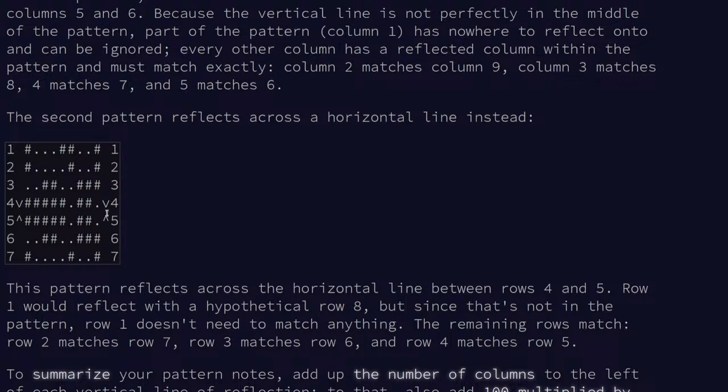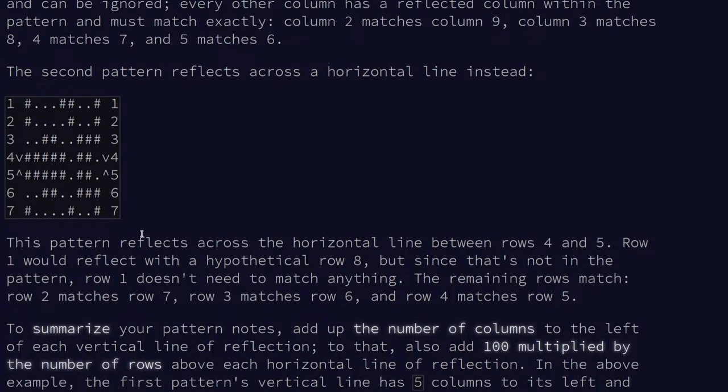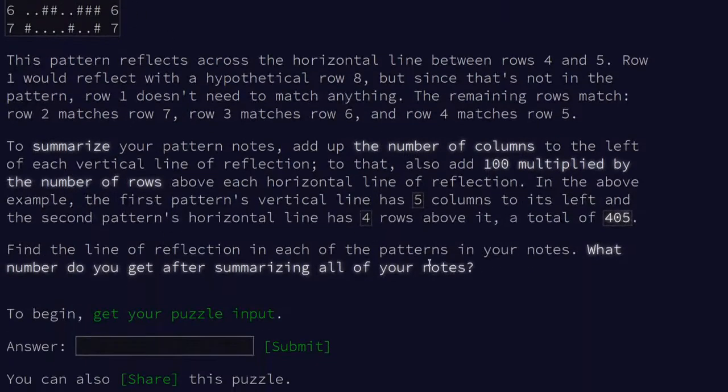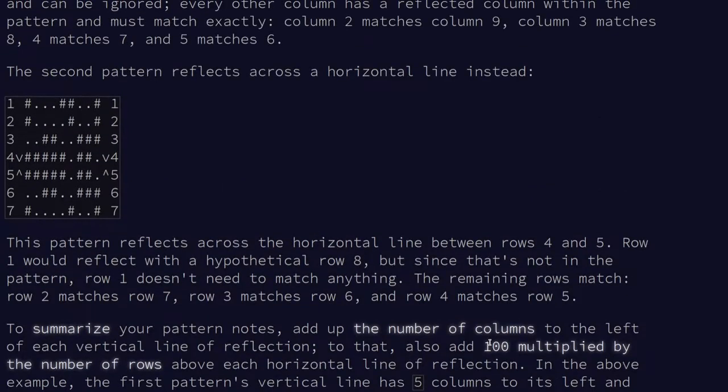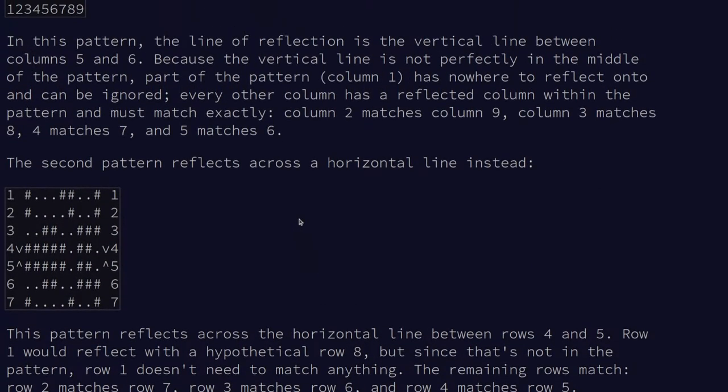If this is the horizontal line between row 4 and 5, then it has 3 rows below and 4 rows above. So you need to check whether these 3 rows below match with 3 rows above it. You can ignore this because it doesn't have any matching row to the 8th row since it is not available, and there is some number multiplied for each grid.